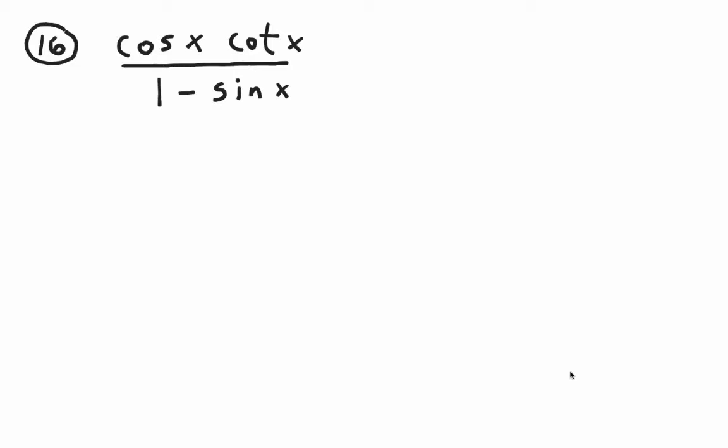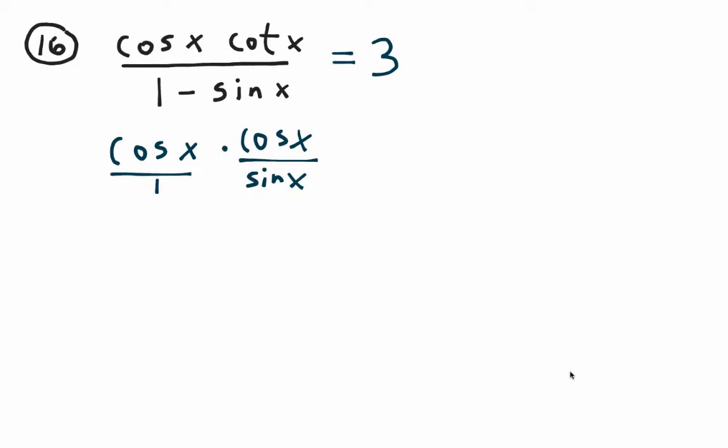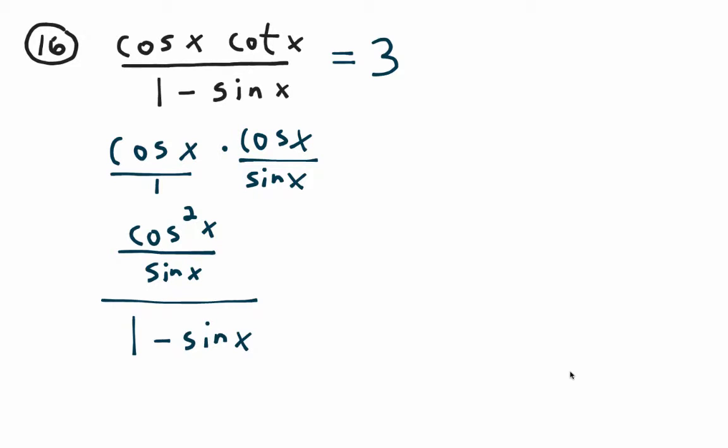I can take this cotangent of x and rewrite that as cosine over sine. So let's do that first. So we have cosine of x times cosine of x over sine of x, which I could go ahead and simplify and clean up. That will be cosine squared of x over sine of x, all that divided by the denominator, which is 1 minus sine of x.